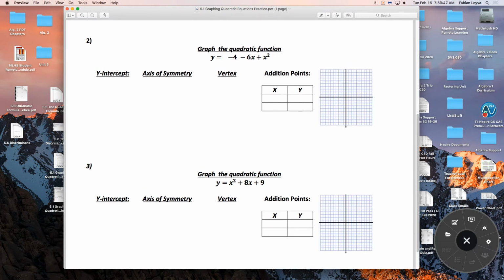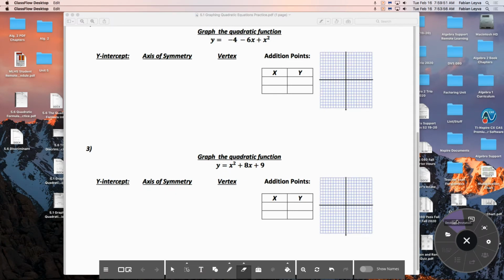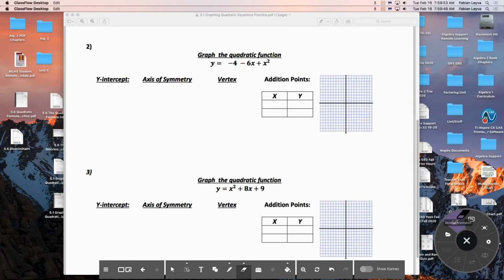So number 2 is the first one I'm starting with because there's a little watch out for statement that I want you guys to watch out for. Now, if you remember, anything that's in the form y equals ax squared plus bx plus c is what is considered a quadratic equation.